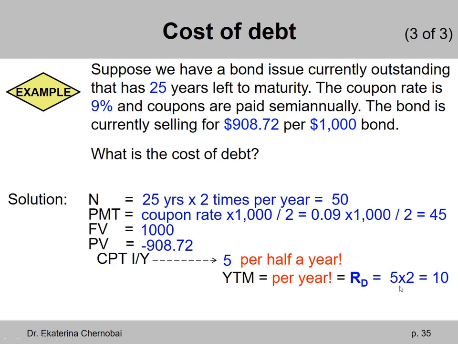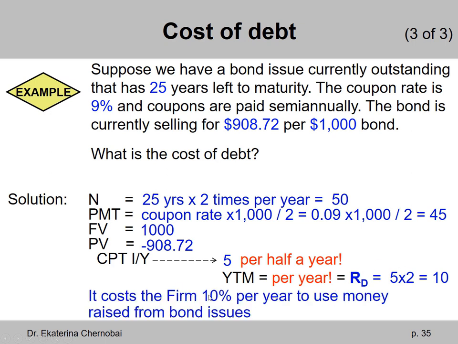And now, interpretation. It costs the firm 10% per year to use money raised from bond issues. So if a firm sells $100 million worth of new bonds, then it will cost the firm 10% of that per year. So 10% of $100 million is $10 million. So it will be paying $10 million to the investors every single year for the money that the investors have provided.